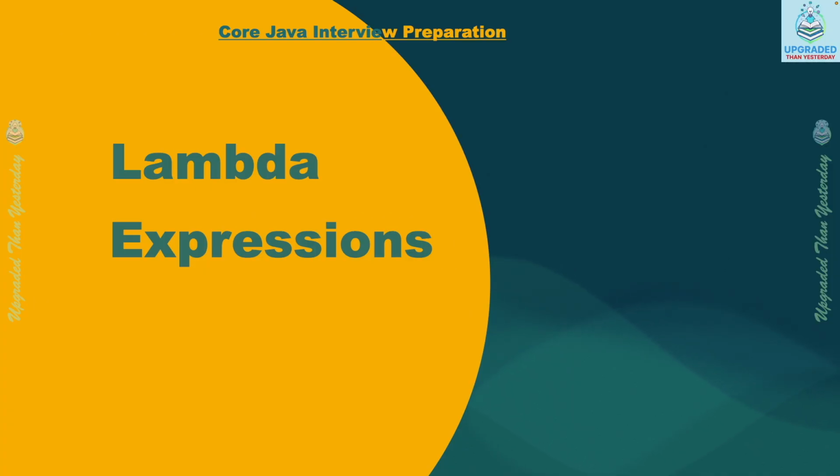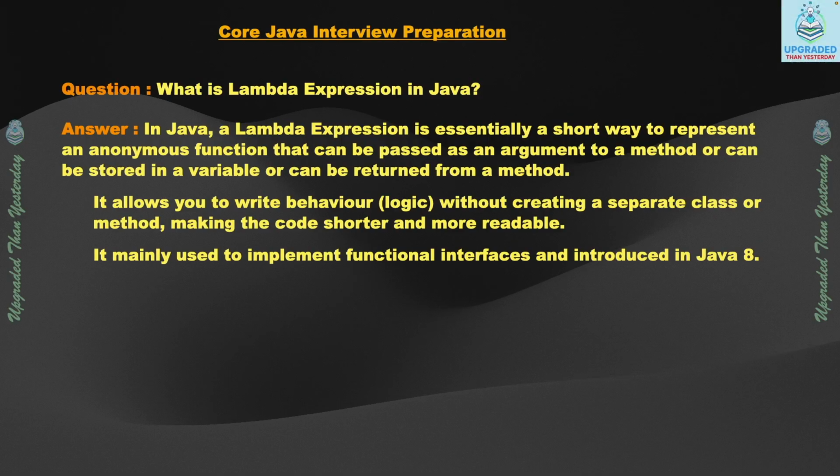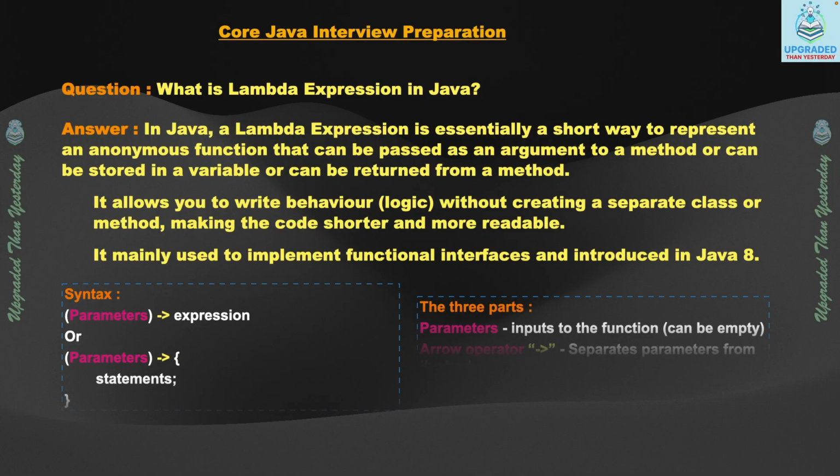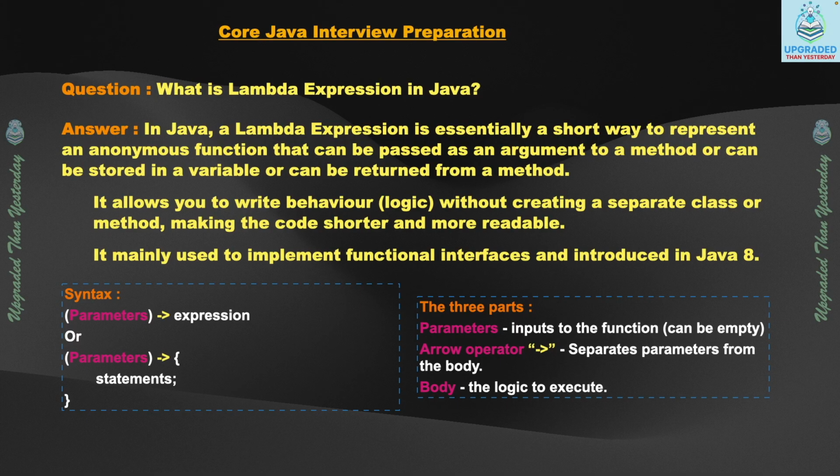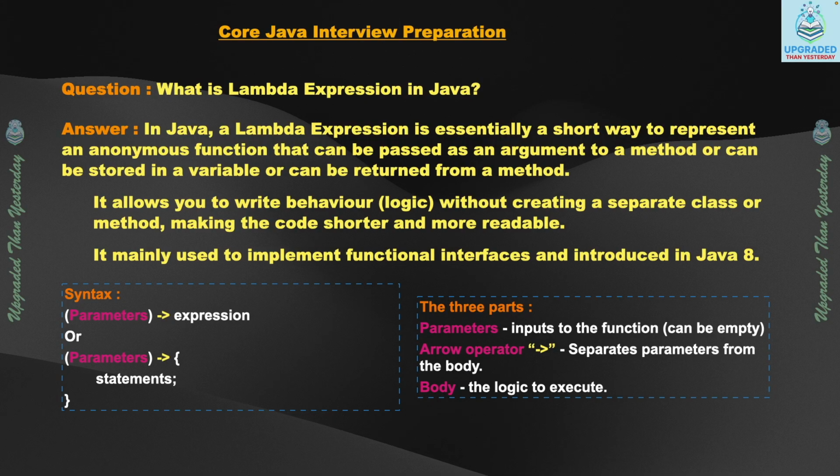Today we are going to learn about the lambda expression in Java. What is lambda expression? In Java, a lambda is essentially a concise way to represent an anonymous function. Think of it as a method that does not need a name, a class, or a return type to be defined explicitly. A lambda expression can be passed as an argument to a method, or can be stored in a variable, or can be returned from a method. This significantly reduces boilerplate code, making your project cleaner and more readable.